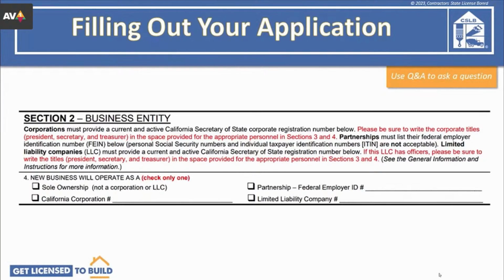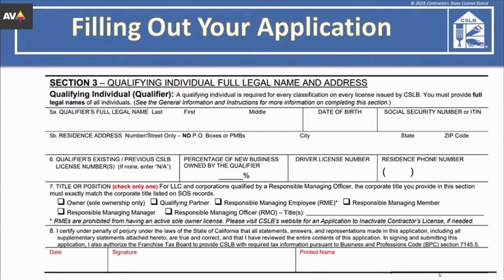In Section 2, you will select your business entity. If you're applying as a corporation or LLC, you will need to provide your registration number provided to you by the Secretary of State. Make sure to pay extra attention to the instructions in this section pertaining to the entity for which you're applying. Section 3, Qualifying Individual Full Legal Name and Address.